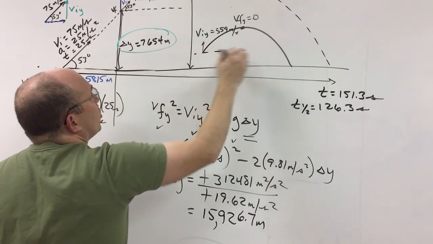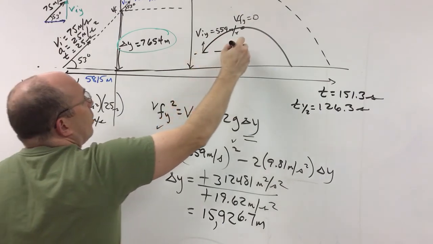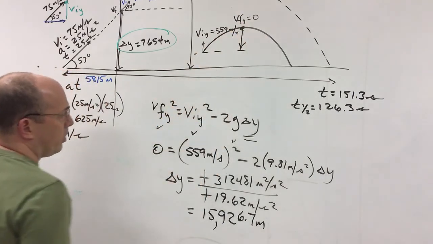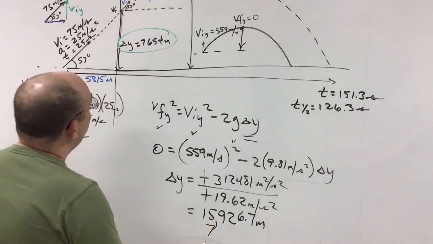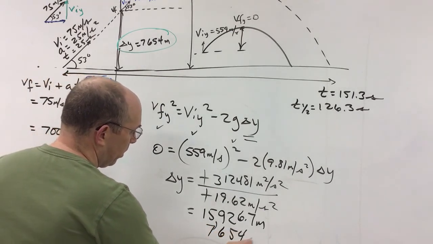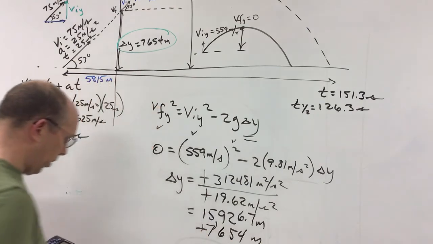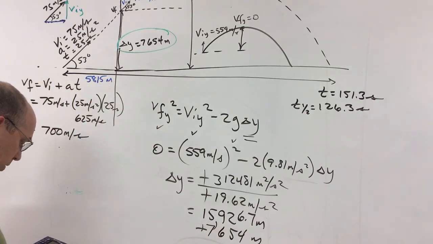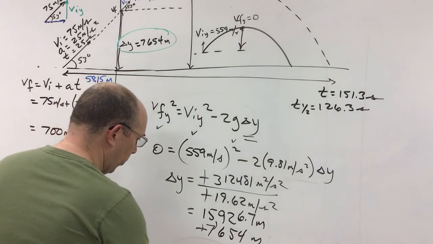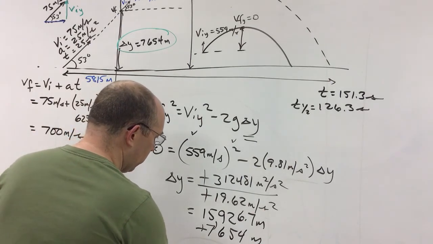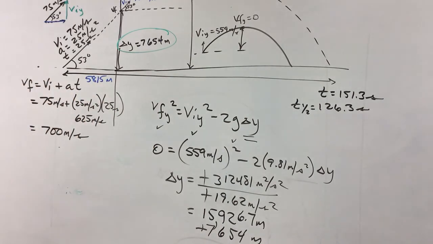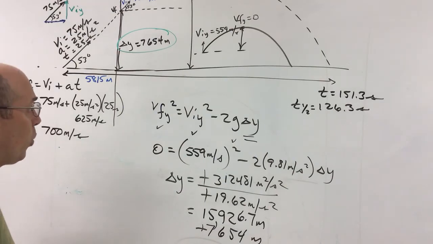If this was the 7,000 and change, this additional is going to be 15,926.7, so now we add the two together, 7654 to that. That's the first part of the motion. And I get 23,581 meters. The source that I got this from gave 24,000 meters, so we're rounding according to significant digits. Okay, so we have the total altitude.